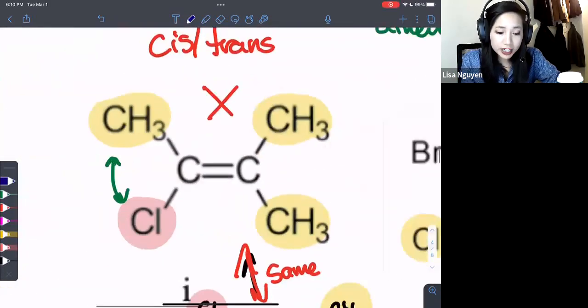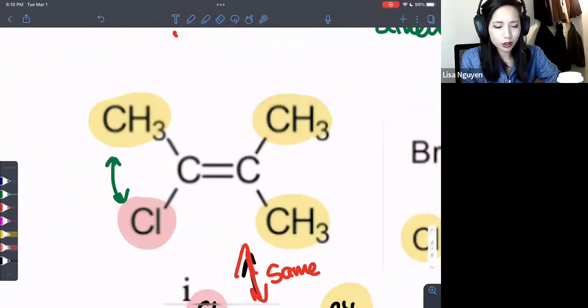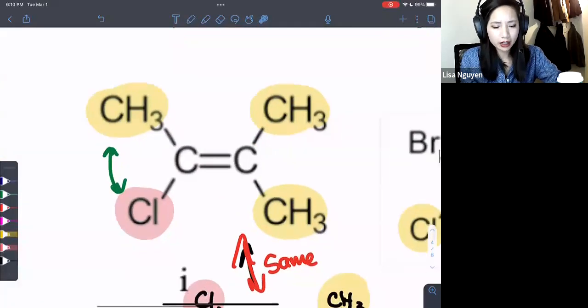Okay, so the reasoning, well, one, if you try to name this as a cis or trans isomer, the question is, what are you looking at? There are 3 groups that are all the same. These 2 groups are cis to one another, but these 2 groups are trans to one another. So is it cis or is it trans?